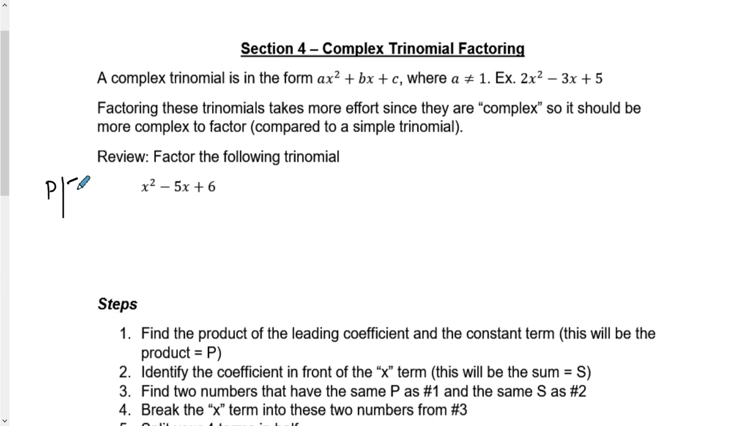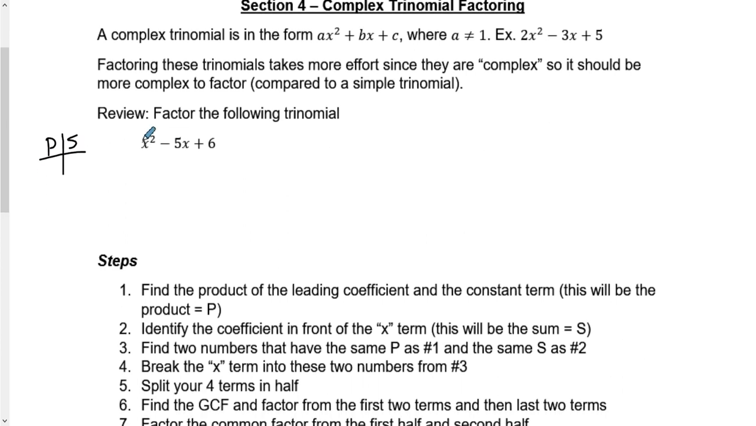So just as a quick review, just to make sure that this is all good, our product is going to take the leading coefficient, multiplying it by the constant term. 1 times 6 is 6. Our sum is going to be our number in front of the x term. In this case, -5.